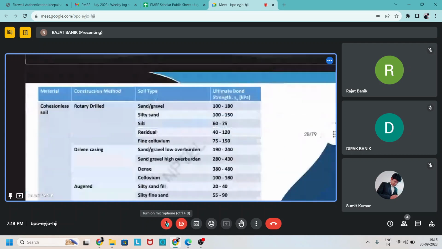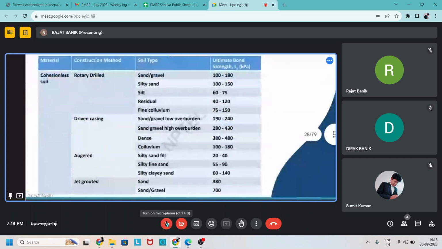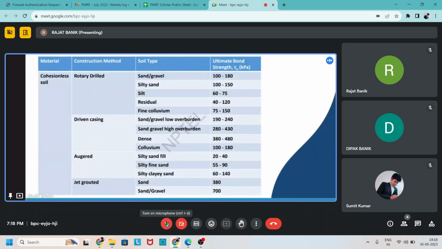Now, the material in question is soil, and we apply the construction method for this soil, and for different types of soil, the ultimate bond strength also differs. So for rotary drill in soil, for sand, the ultimate bond strength of the nail is in between 100 to 180 kPa.